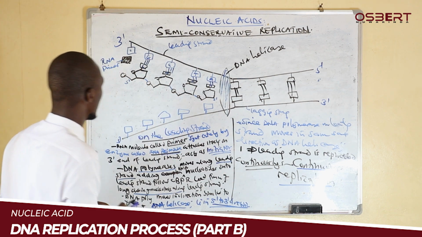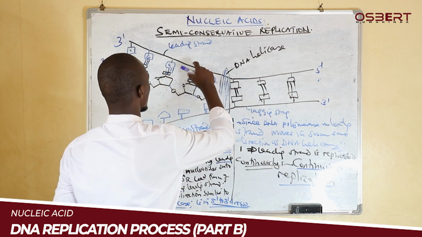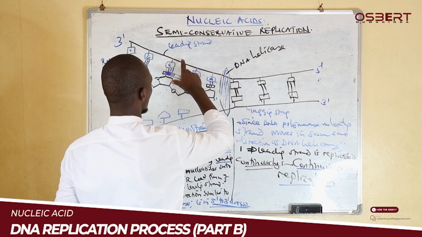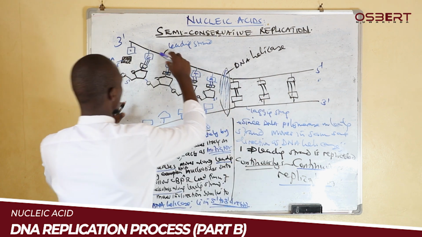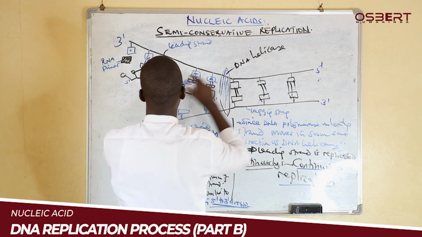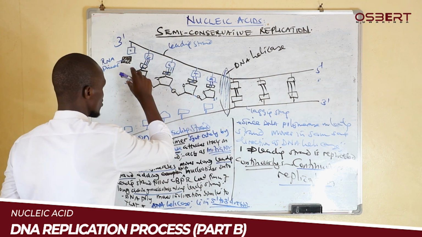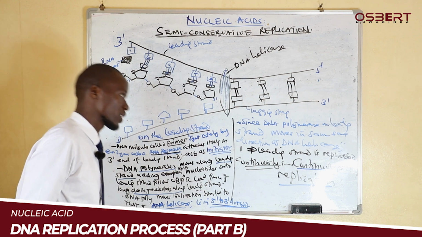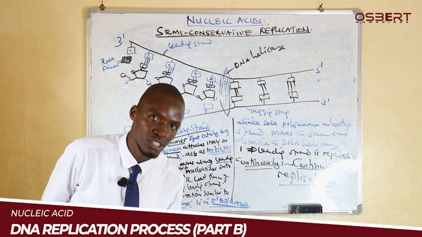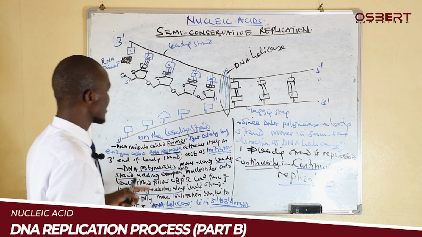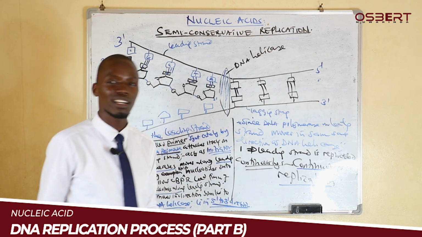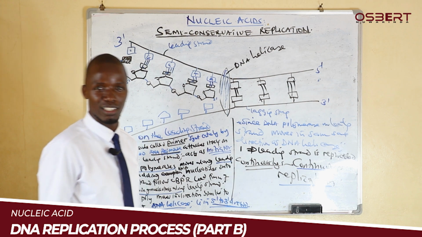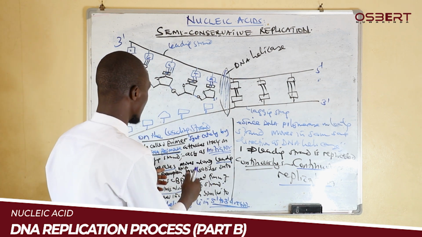And you end up having a longer chain, a new DNA molecule which has this one as the original and this one as the brand new chain. And that's why you call it semi-conservative. What I've just shared with you is what is happening on the leading strand. We have not talked about the lagging strand yet.